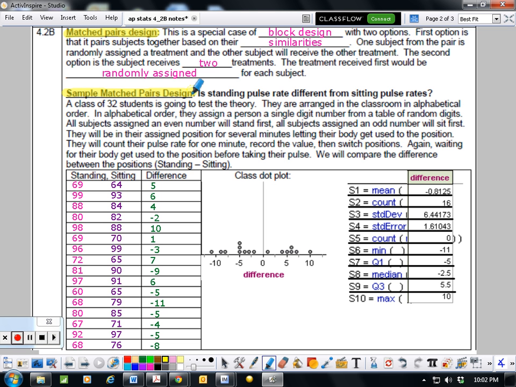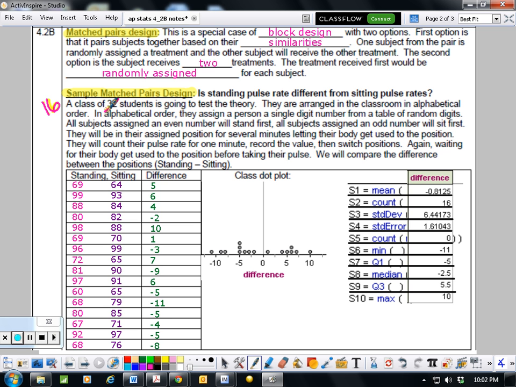Is standing pulse rate different from sitting pulse rates? A class of 32 students is going to test the theory. I actually only have data points for 16, so go ahead and cross that off and write 16. And preferably not in yellow so you can read it. So we actually have data points for 16 students and they're testing the theory.